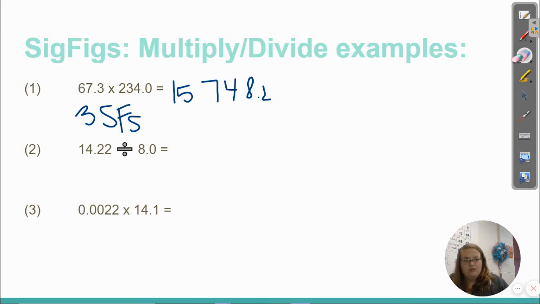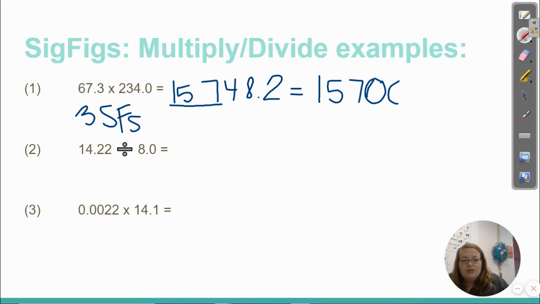Oh goodness, that 2 did not look right. Aha. All right, so I have 3 significant figures. So these first 3 numbers, that's a 4. So we're just going to turn that into 15700. Okay. So we only want 3 significant figures, so we're just going to add 2 zeros there.